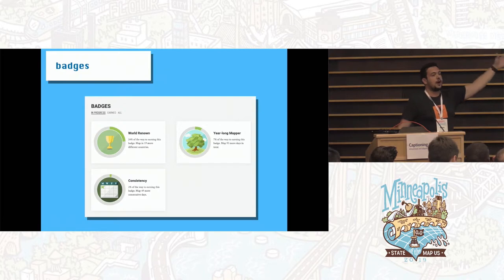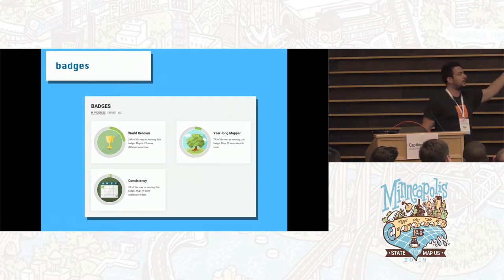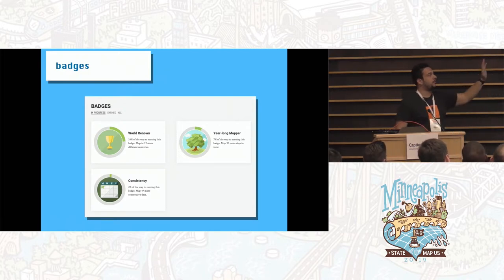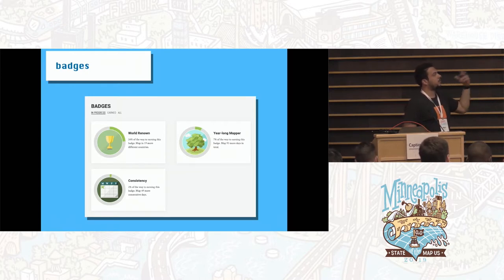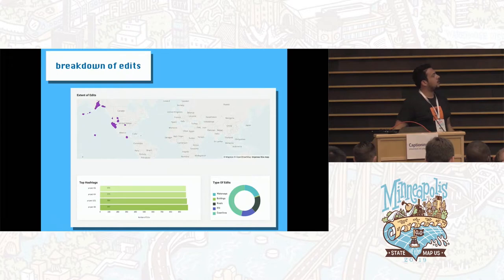add new rules for how you get badges, and we want to integrate with GeoBadges, with whatever statistic that you can come up with for your mapping team. So you get these badges on your nice profile page, and then we can break down your edits by the waterways, the buildings, the roads, the points of interest. Show the extent of your edits on a map, and also the top hashtags that you've contributed to.